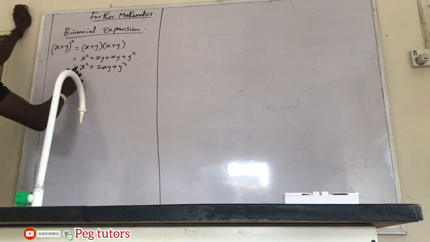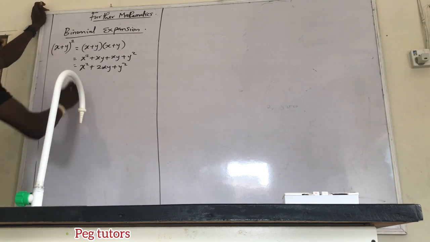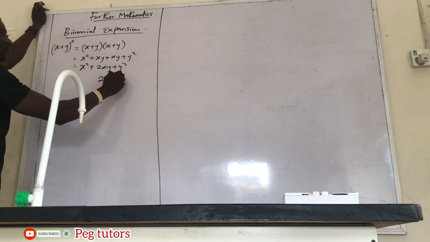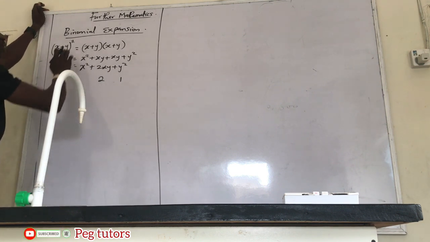In other words, you have three terms left. Each of the terms has its coefficient. Here you have the coefficient as 1, here the coefficient as 2, and here the coefficient as 1. It is simple to expand because, as you can see, the power is small.